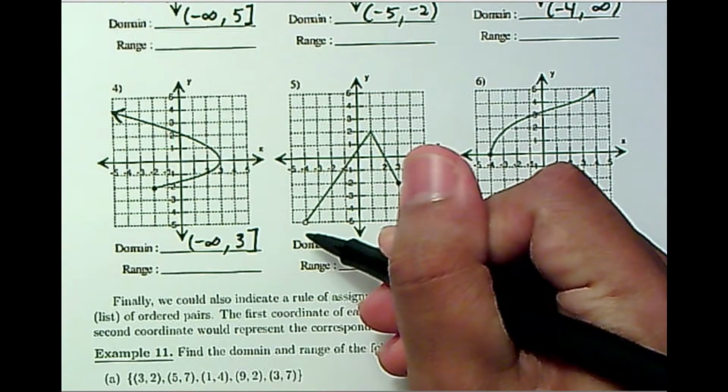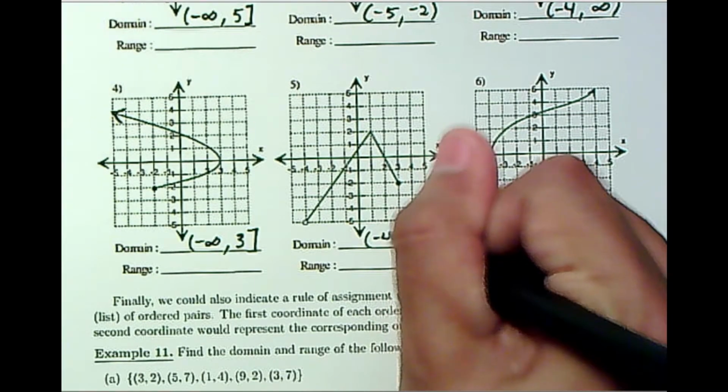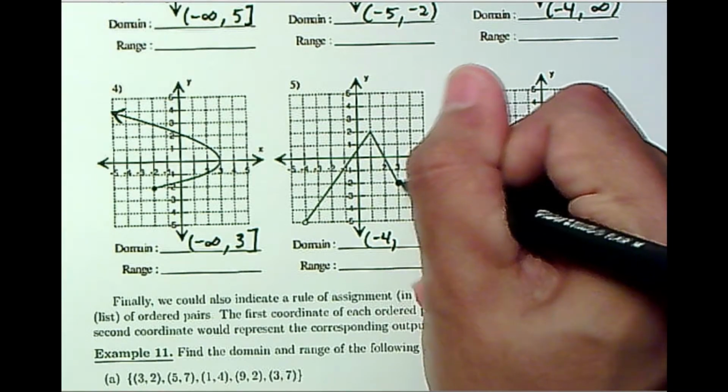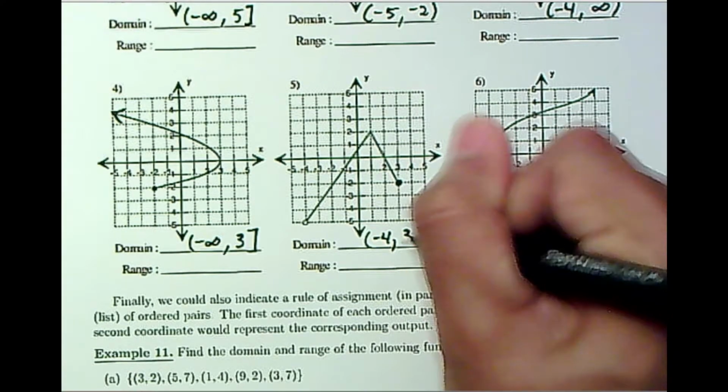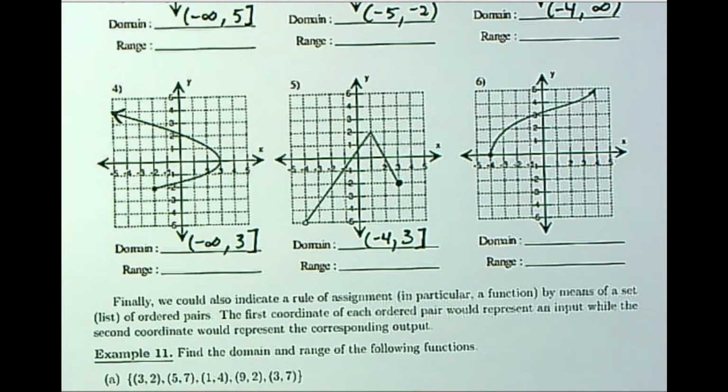The -4 is not included. There's a hollow dot right there. So you write from -4, and then the 3 that is filled in, that is included. So you write -4 to 3. And that would be the domain of that.